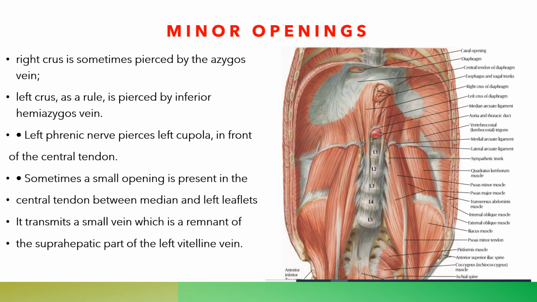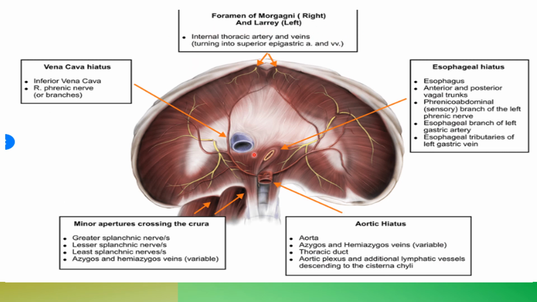diaphragm. So dear students, to have a quick recap about the openings of the diaphragm, in this picture we can make out the foramen of Morgagni, right and left, transmitting the internal thoracic artery and veins turning into superior epigastric artery and vein. Then the vena cava hiatus, we can see the inferior vena cava and right phrenic nerve branches. Then minor apertures crossing the crura: the greater splanchnic nerves, lesser splanchnic nerves, least splanchnic nerve, azygous vein and hemiazygous vein.